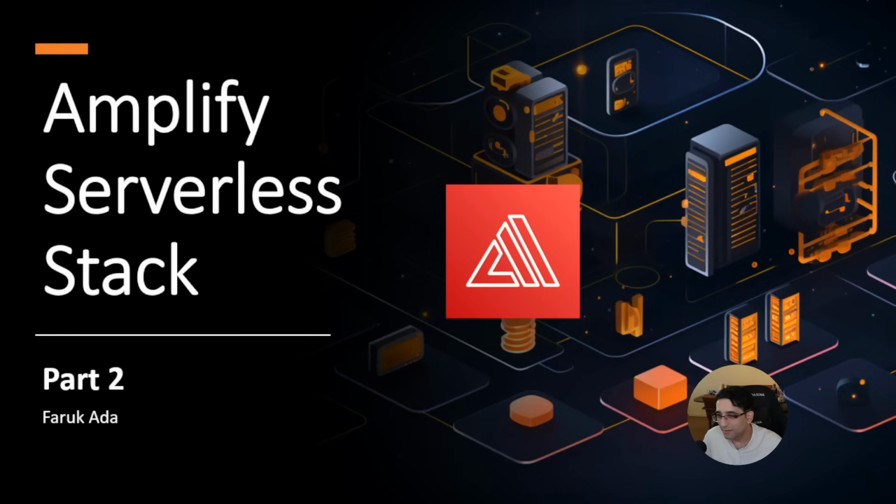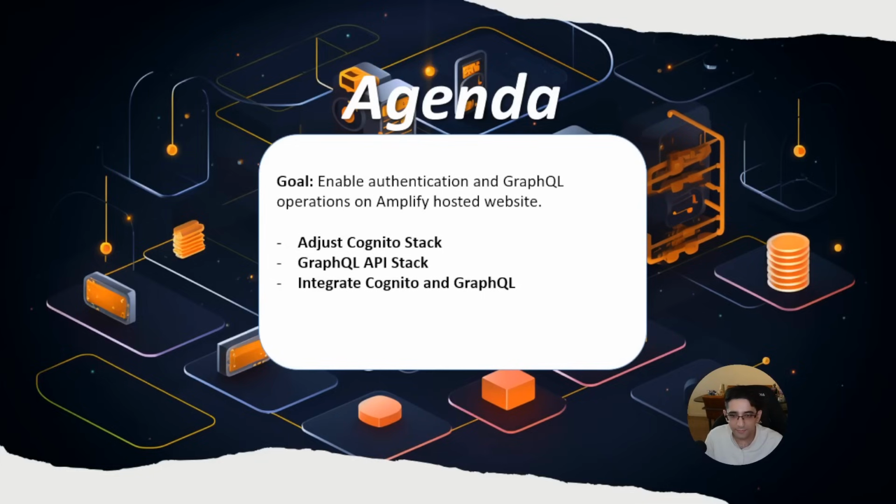And let's go on to the agenda. So the agenda for this video will be to reach the goal to enable authentication and GraphQL operations on our Amplify hosted website. So we will make a slight adjustment in the Cognito stack that we created in the last episode. This has to do with adjusting the attributes. So this will enable the users to change their attributes in the Cognito directory. Think of name or address or anything like that. We'll also add some custom attributes.